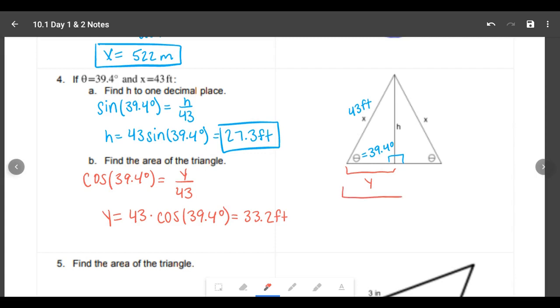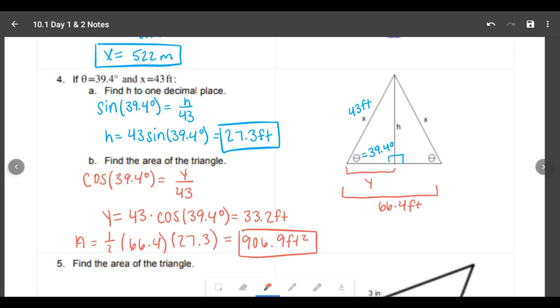Okay, so since that is the base of the right angle, what I'm going to think of, okay, well then the base of the entire triangle should then be 66.4 feet. And so when I'm looking for the area of this triangle now, it's going to be 1/2 times the whole base of 66.4 times the height we found to be 27.3. And so that area ends up being around 906.9 feet squared. And there we have it.